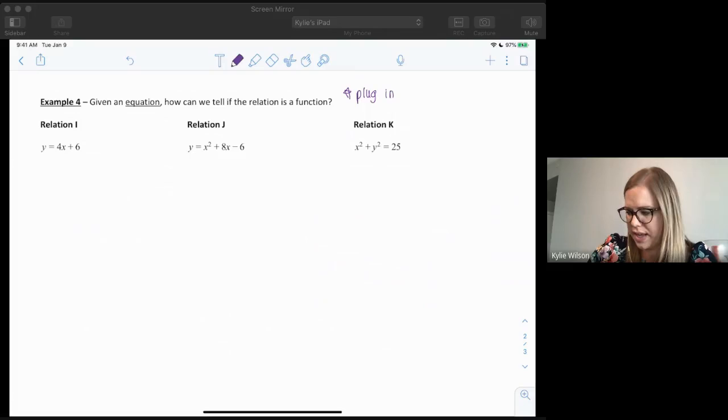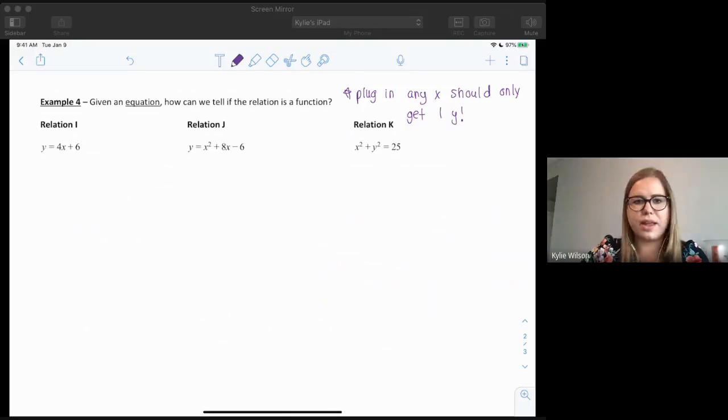Plug in any x, should only get one y. Right? So same idea. If I have one x value, it should only correspond to one y value. If it corresponds to more, then if I were to graph it, it would fail the vertical line test. So all of these things we're doing are actually all connected and all kind of explaining the exact same thing, just in a little bit of a different way. So let's try a few of these examples.